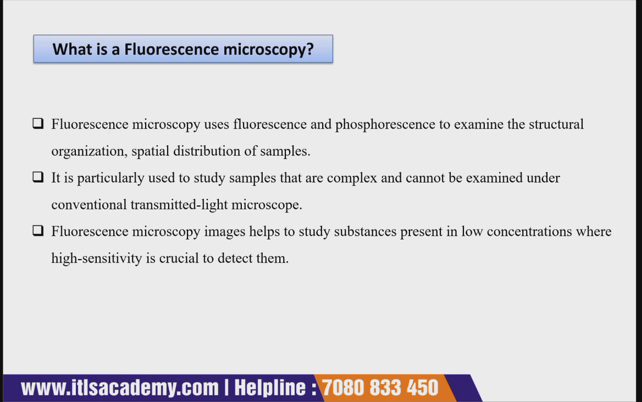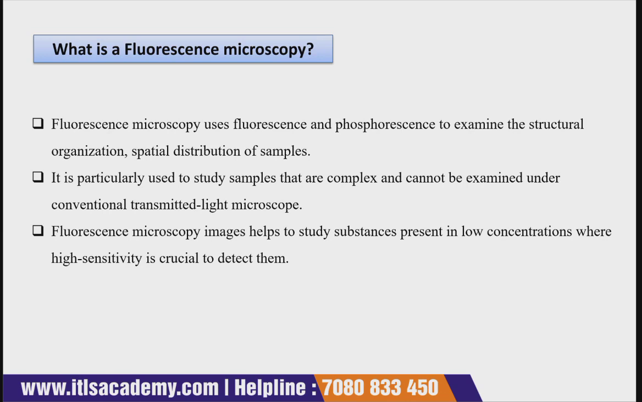Fluorescence microscopy, as its name suggests, uses fluorescence and phosphorescence to examine the structural organization and spatial distribution of a sample. It is particularly used to study samples that are complex and cannot be examined under a conventional transmitted light microscope. Fluorescence microscopy images help to study substances present in low concentration, where high sensitivity is crucial to detect them.